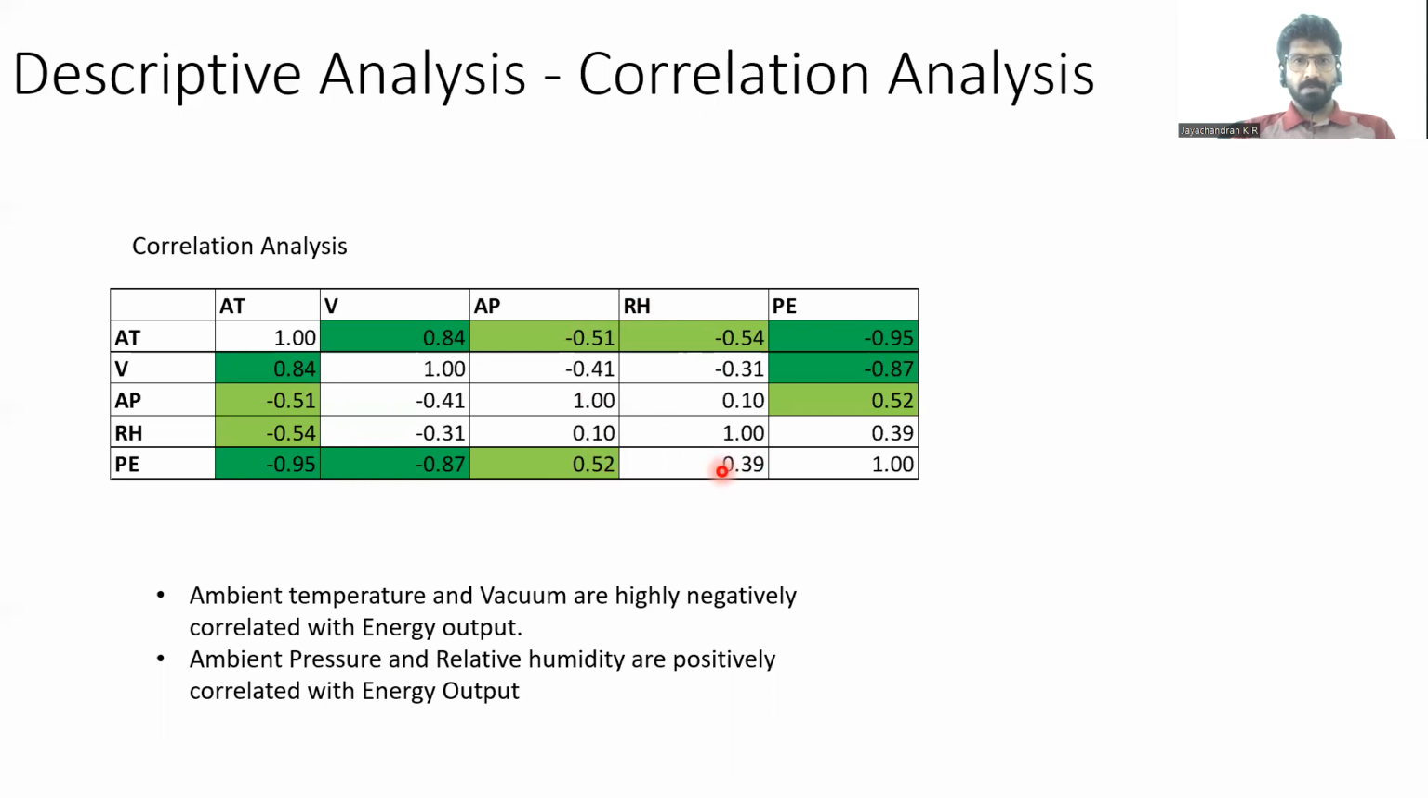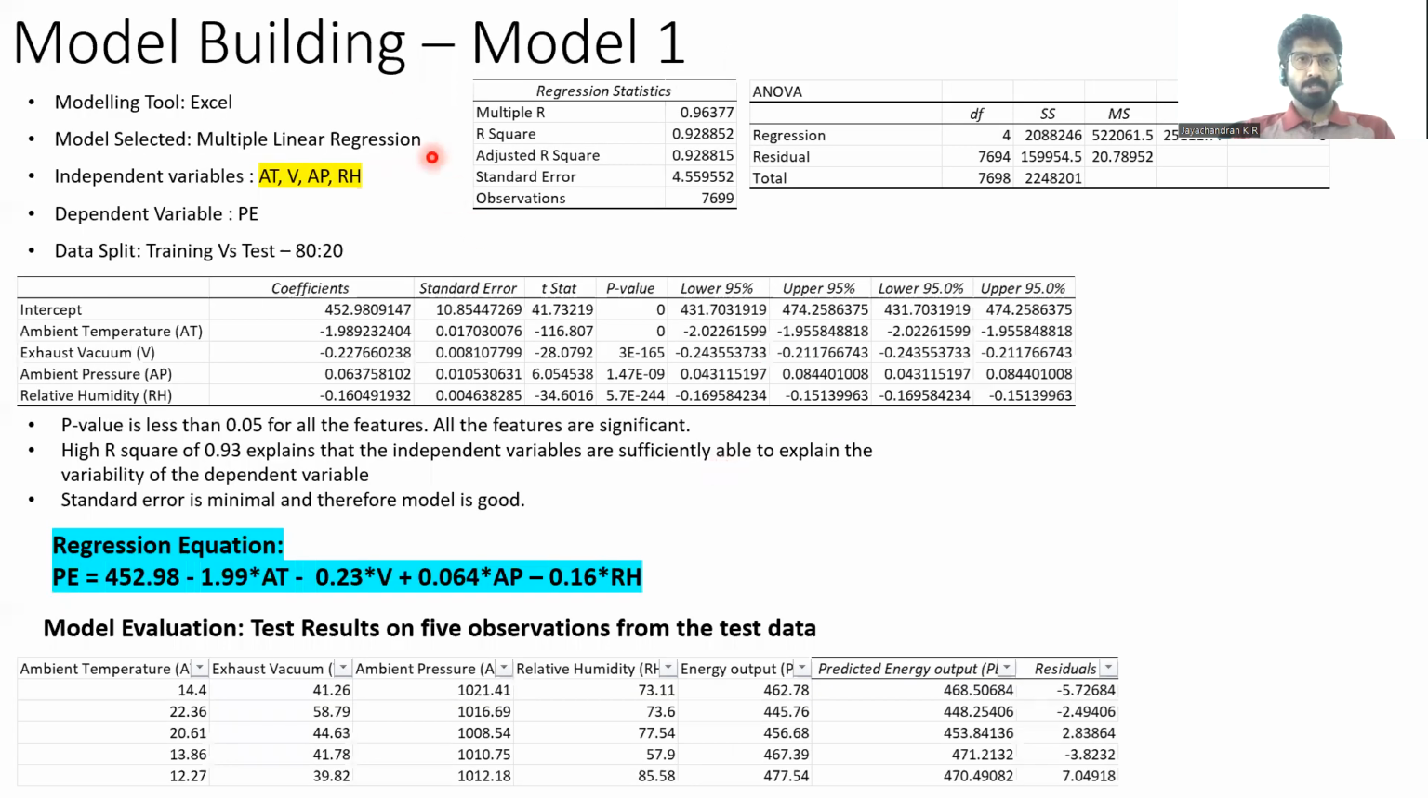Now we can get into the modeling process and see what the significance of these different variables is when it comes to the model. So this is model one. In this model, I have used Excel as the tool, and the model is multiple linear regression. Initially for model one, I have used all four variables: the ambient temperature, the vacuum, the pressure, as well as the relative humidity.